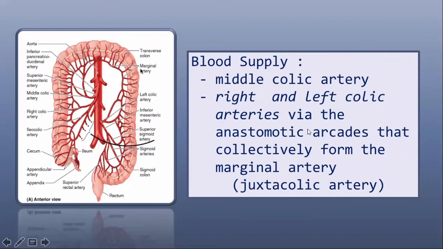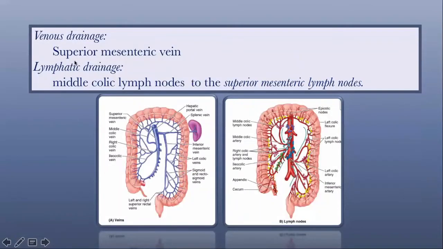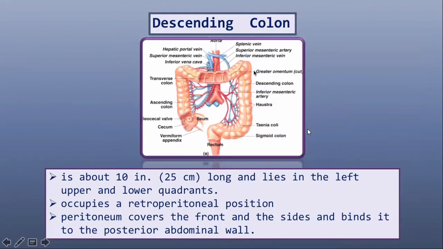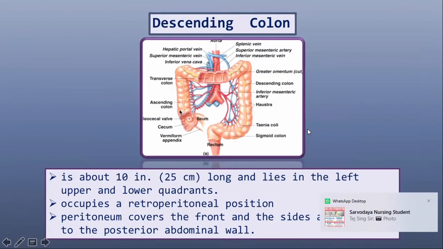Okay. And then venous drainage would be through the superior mesenteric vein, and then lymphatic drainage would be to the superior mesenteric lymph nodes.